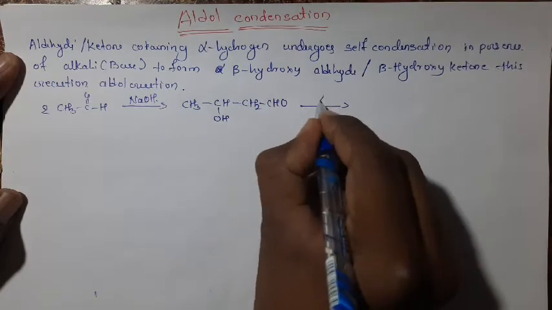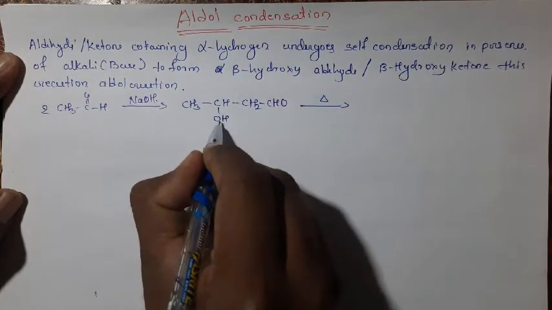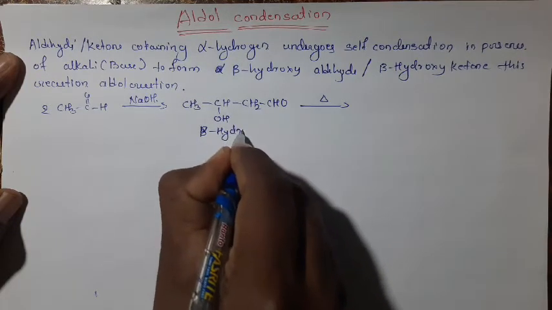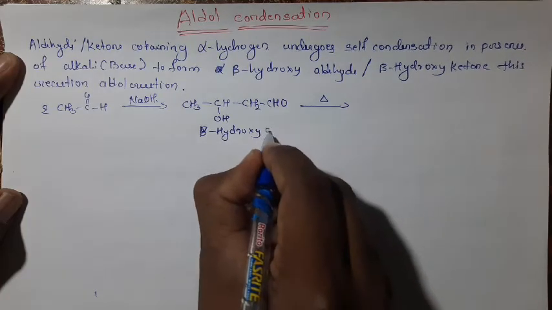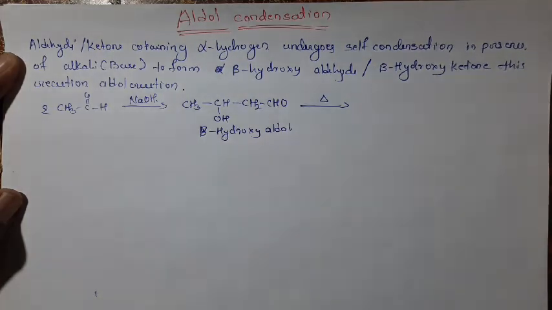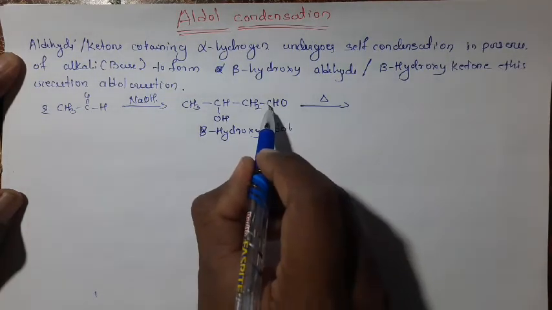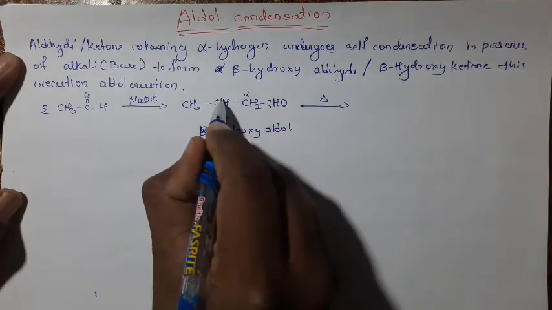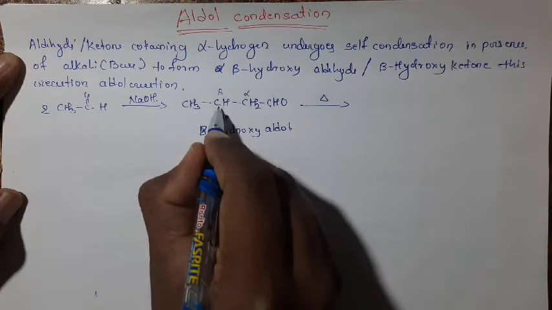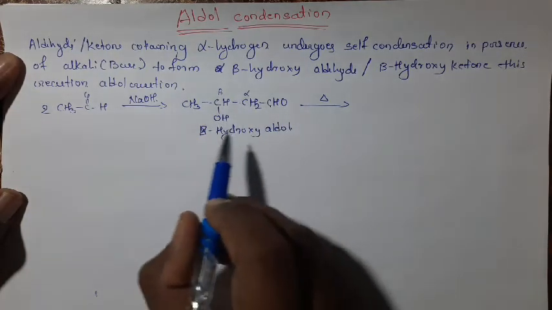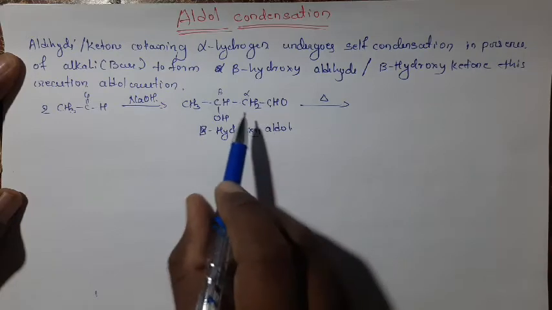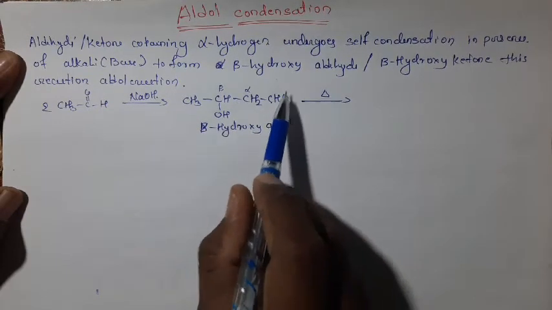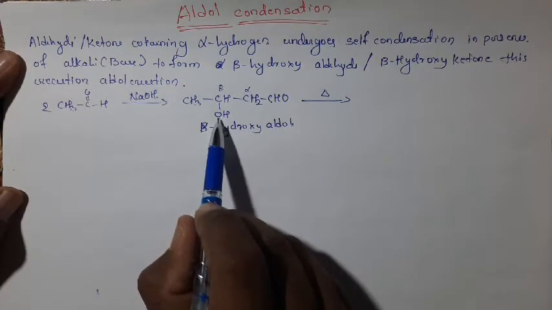This is our aldol product, beta hydroxy aldehyde, because this is our first aldehydic carbonyl carbon. Its next carbon is the alpha carbon and its next carbon is the beta carbon. To the beta position the OH group is attached, hence it is called beta hydroxy aldehyde, and it is called aldol because it contains both the aldehydic functional group as well as the alcoholic functional group.